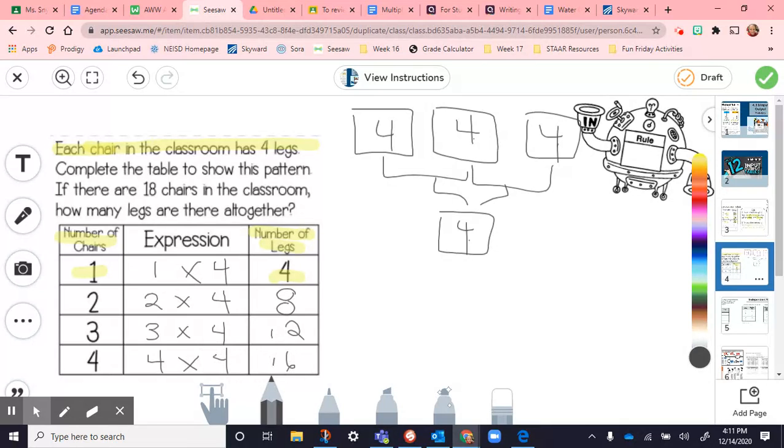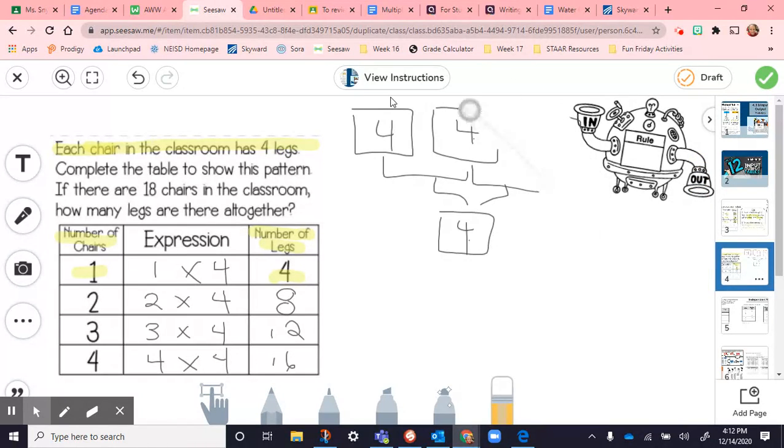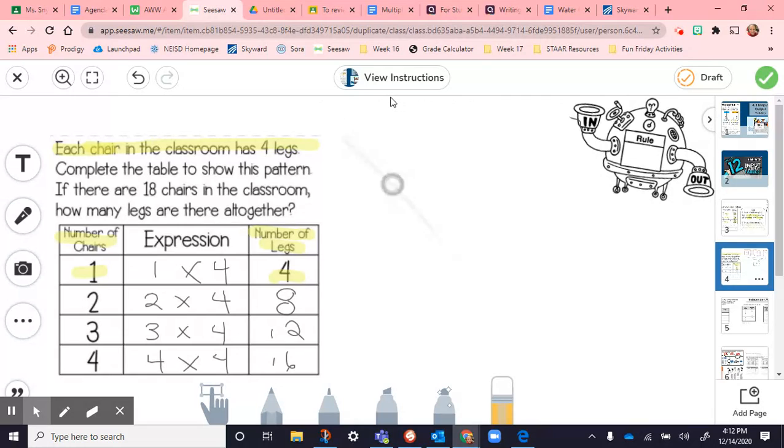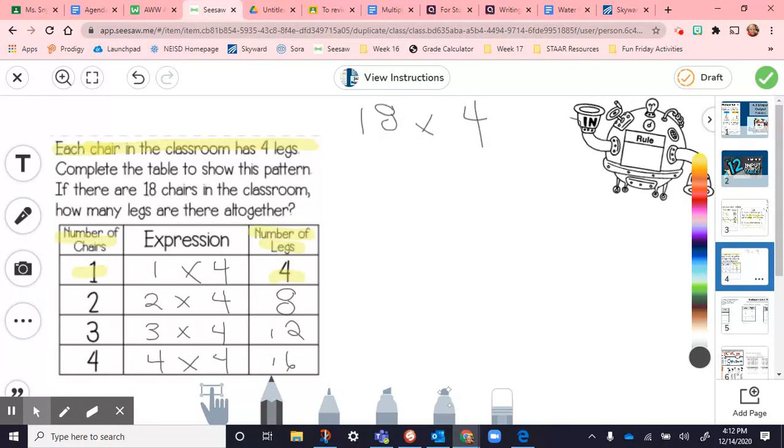So the question says, if there are 18 chairs in the classroom, how many legs would there be altogether? Well, we're not going to keep going 4 plus 4 plus 4 plus 4 plus 4 plus 4. That's too many. We can make it a lot simpler by doing 18 times 4. So here, 18, let me stack these up, times 4.